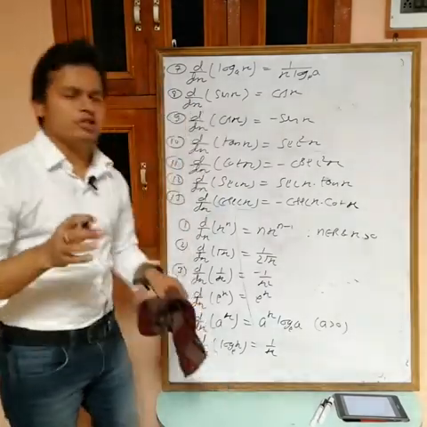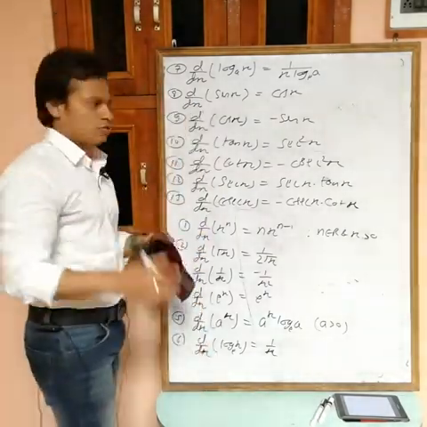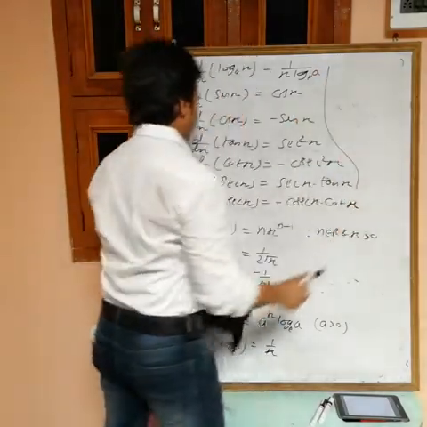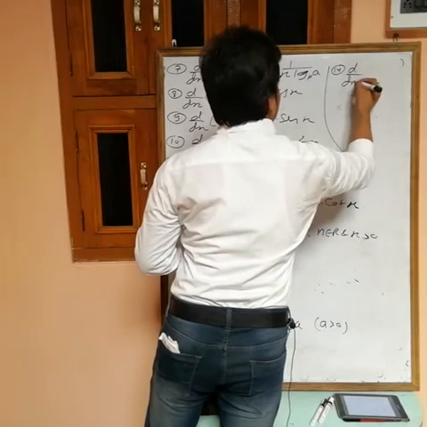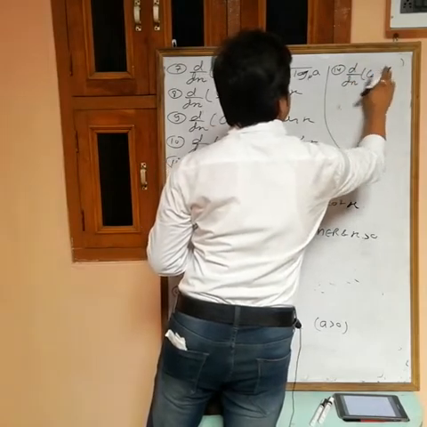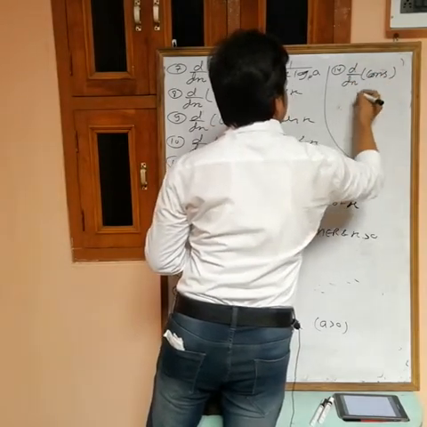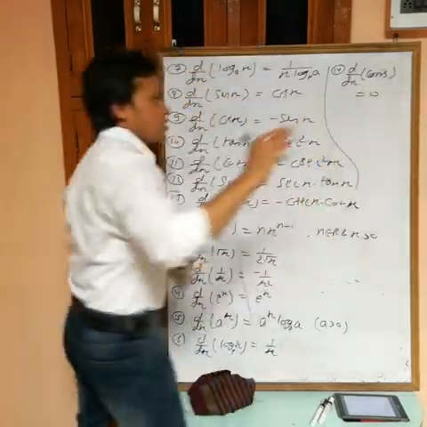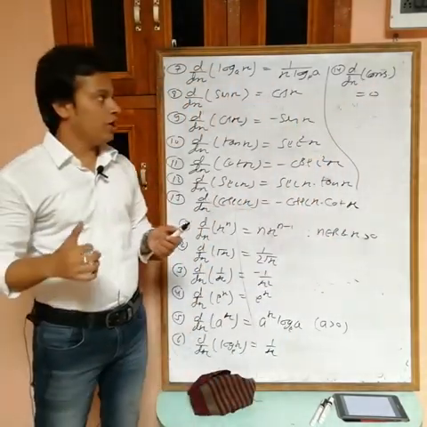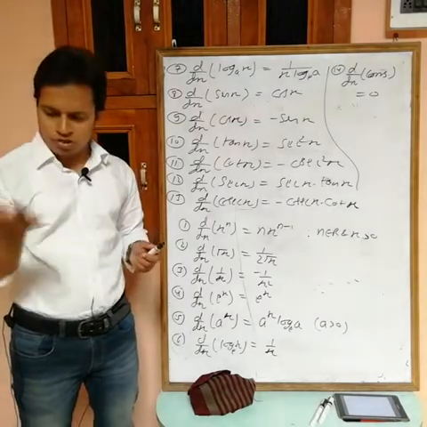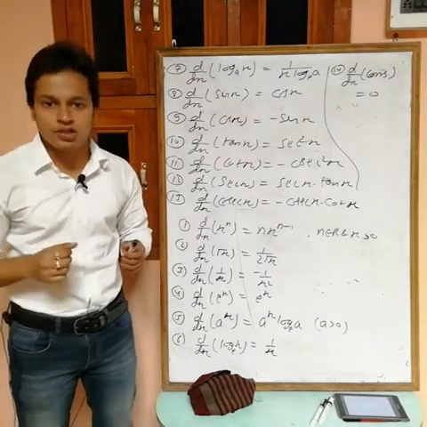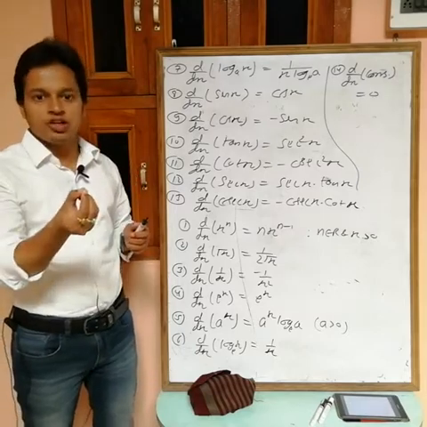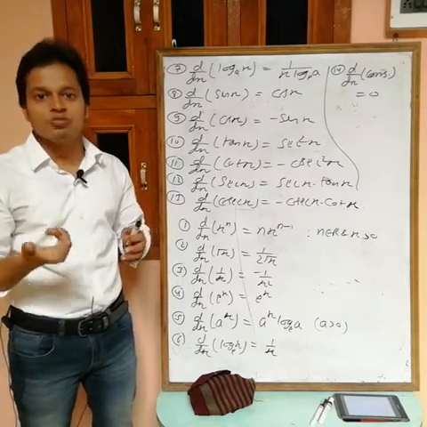And last one, differentiation of any constant is equal to 0. 14th, d by dx of any constant is equal to 0. One minute, why is differentiation of constant equal to 0? Because differentiation represents rate of change, and if there is a constant function then there is no rate of change, so rate of change is 0.